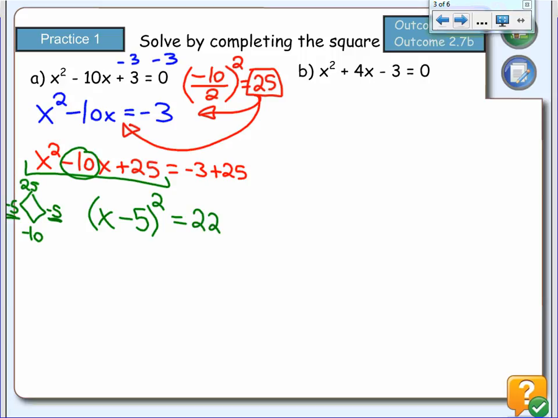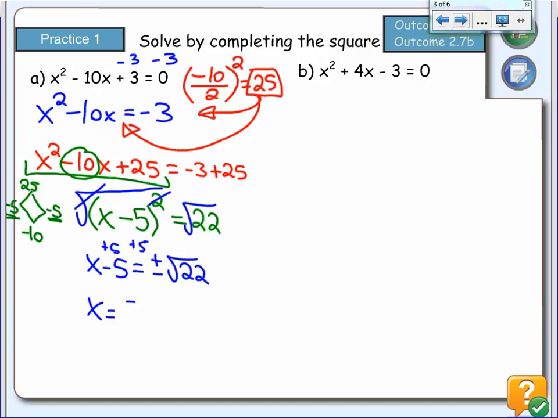Now that you've created a situation you can actually solve. We've solved these before. We need to square root both sides so that it cancels and cancels. When you square root both sides, it's very important that you use a plus and a minus symbol. Remember, we've discussed that every time you square root something in this class, you get a positive and a negative value. Your last step now is add 5 to both sides. And you get that x is equal to 5 plus or minus root 22.